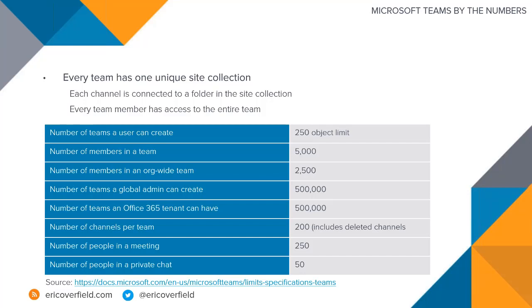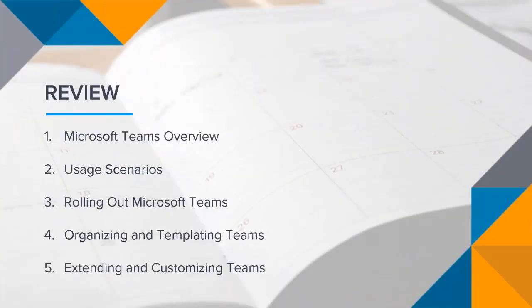But some of the big numbers here is the 500,000 limit for how many teams can be created and how many channels you can have per team, which is currently 200. Let's see, private chats can have up to 50 people, which I think is quite a lot. And then even though you can have 5,000 members to a team, you can only have 2,500 members in a specific org-wide team. So we went through a lot of stuff.